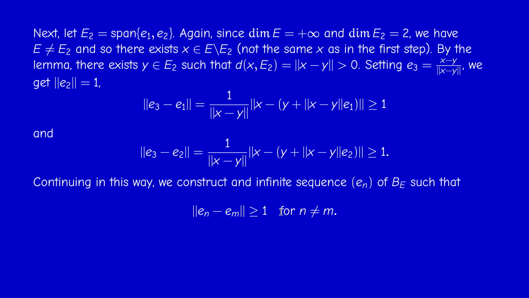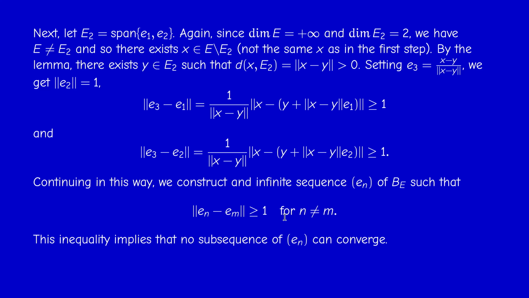And then I take the span of e1, e2, e3, and I continue this. So continuing to infinity, we have an infinite sequence e_n in the unit sphere, actually, such that the distance between any two distinct terms is at least 1. Okay, and that's it. So this inequality prevents e_n from having a convergent subsequence. Okay, so we have now a sequence in S(E) with no convergent subsequence.